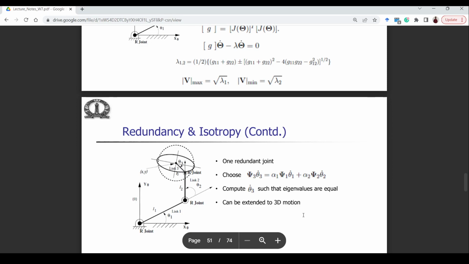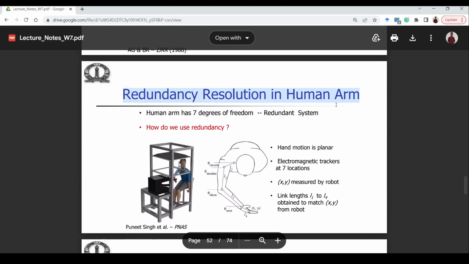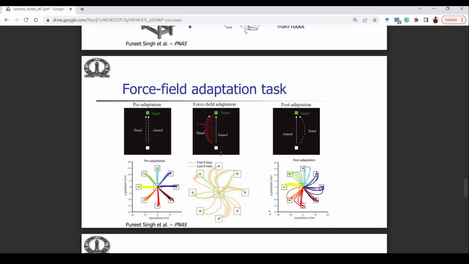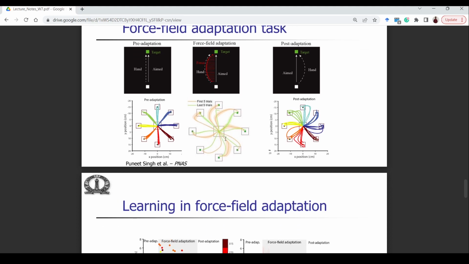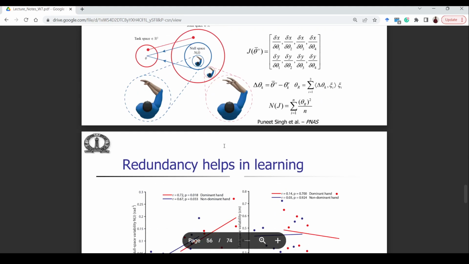Okay, so in this particular application of redundancy resolution, we are using a constraint on the velocity ellipsoid, that it should always be a circle and not an ellipsoid. So basically, it should be equally easy for the robot to move in any direction. This is what this whole section is about. And then there was a discussion on redundancy resolution in the human arm, and how this force field adaptation task is carried out. The arm had to go from the start position to the target position, and then there was a force field, and it was a study on how redundancy helps in learning or adapting to the force field.